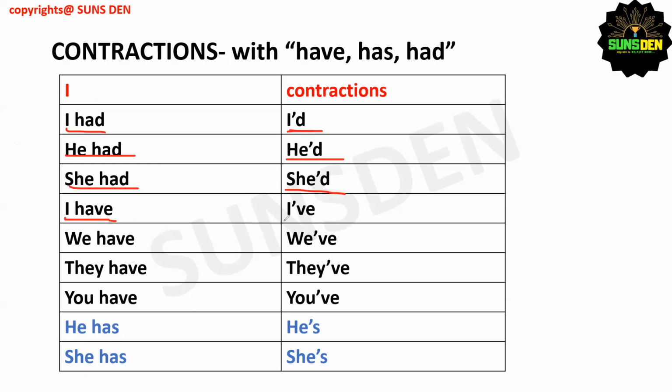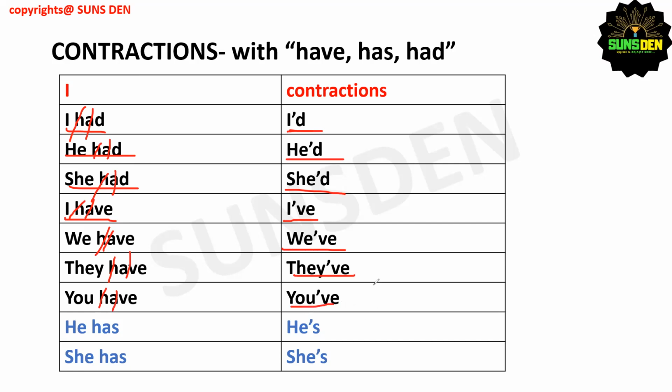I have, I've. So in all these places, HA gets chopped off and we add an apostrophe that gives us I have, I've. We have, same rule, we've. They have, same rule, they've. You have, same rule, you've.